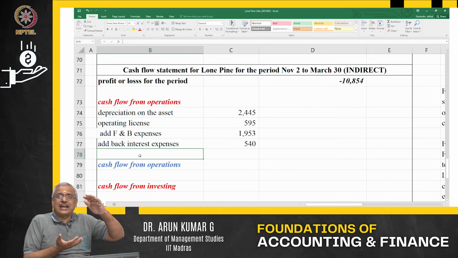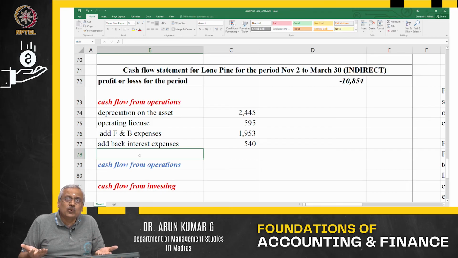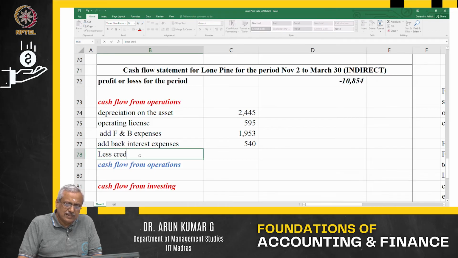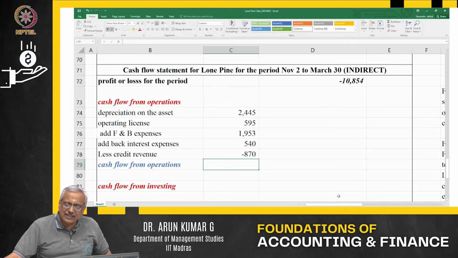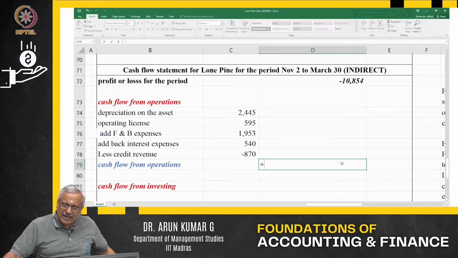That is the revenue which is added. But have you received cash on it? No. What should your cash balance be? Cash balance should be less by so much. That is less the credit revenue. How much is it? $870. Now what is your cash flow from operations?